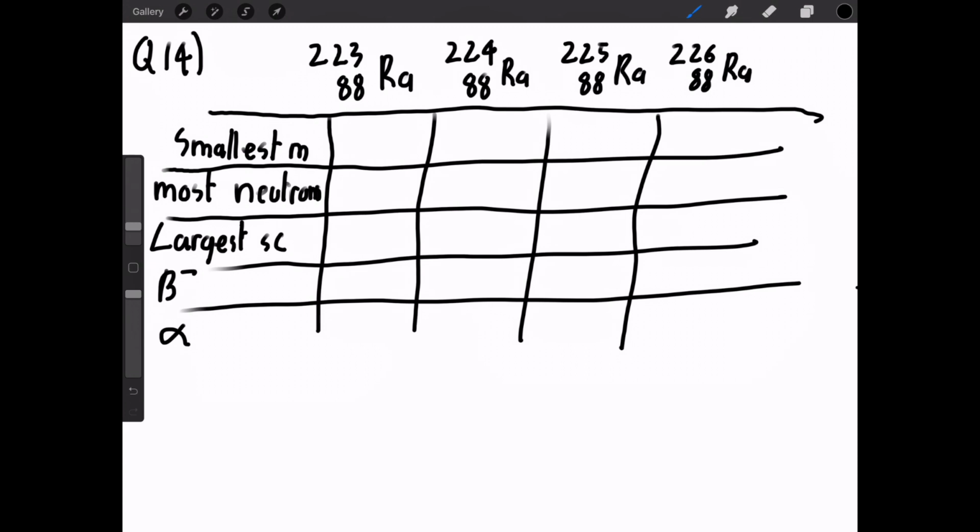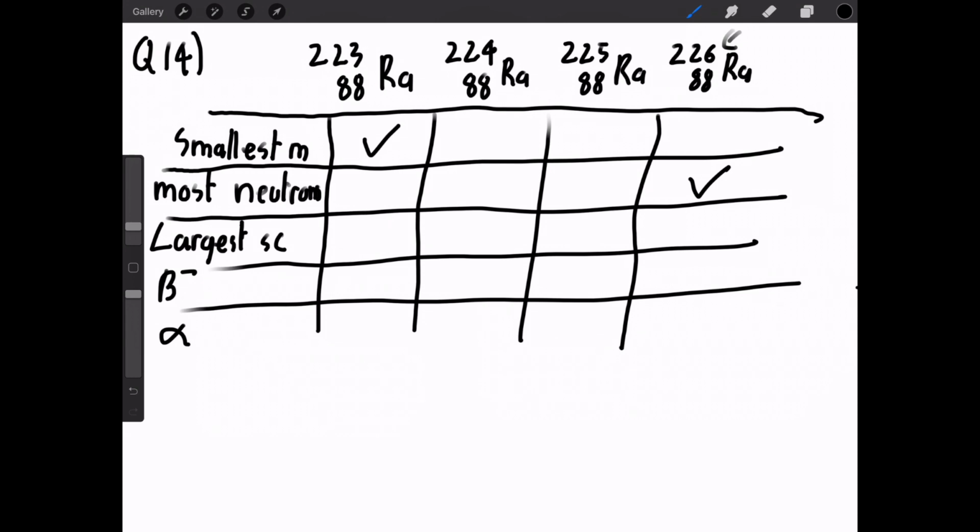The first row has been done for you, so they've already told us that has the smallest mass, obviously because 223 is the smallest mass number. Next one, isotope with the most neutrons. Well, that's going to be the top one over here because we've got the 226. So it's got to have more neutrons. The proton number is still the same.